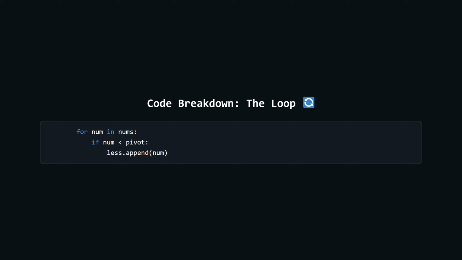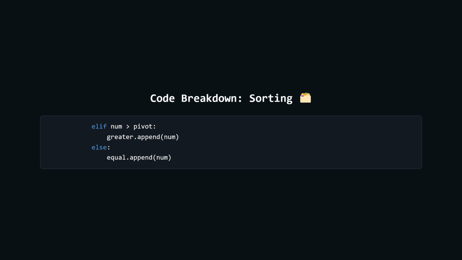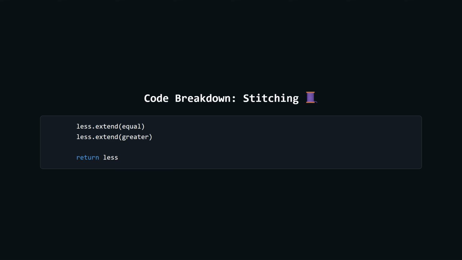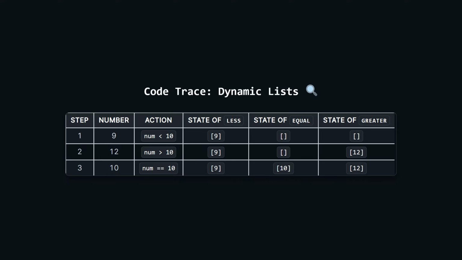Let's break it down. We just loop through every single number in our original list. If the current number is smaller than the pivot, it gets appended to the less bucket. If it is bigger, it goes in the greater bucket, and if it does not fit either of those, it must be equal, so it goes in the equal bucket. Once we have sorted everything, we just stitch the 3 lists together in order and return the combined result. If we trace a few steps, you can see how each number is evaluated one by one and drops into its proper list, keeping its original order naturally.